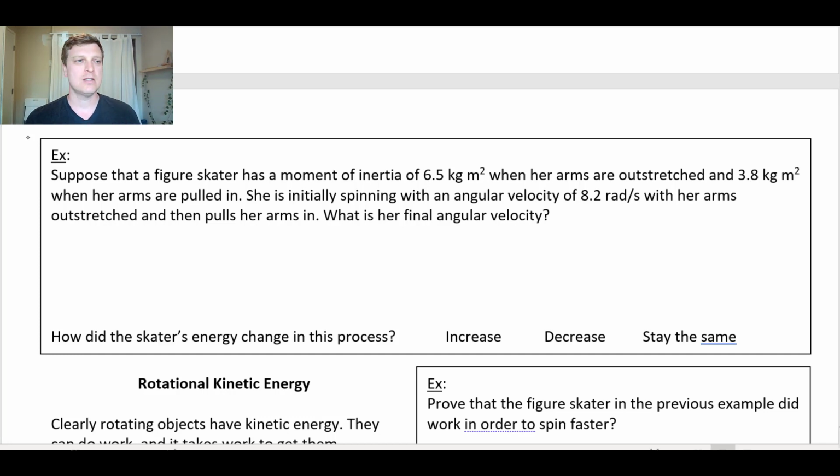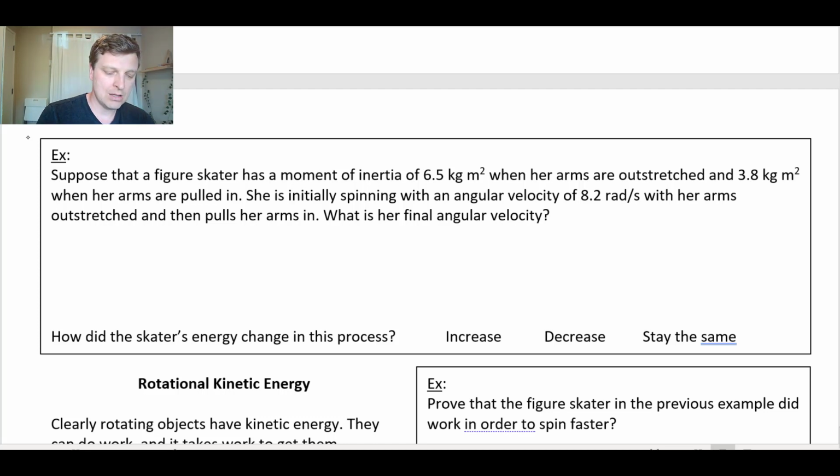This is the same thing that's done by divers jumping off diving boards. When they want to rotate very quickly to do flips, they tuck in very closely. Skiers and snowboarders use this exact same trick: when they want to rotate quickly, they make themselves smaller, and then when they want to slow the rotation, they make themselves larger. They spread out. So imagine we've got a figure skater and their moment of inertia is 6.5 kilogram meters squared, while their arms and maybe their legs are outstretched. And she's spinning initially with an angular velocity of 8.2 radians per second, and so she pulls her arms and legs in, and as a result is going to spin more quickly.